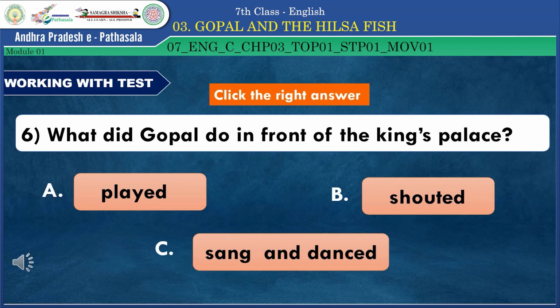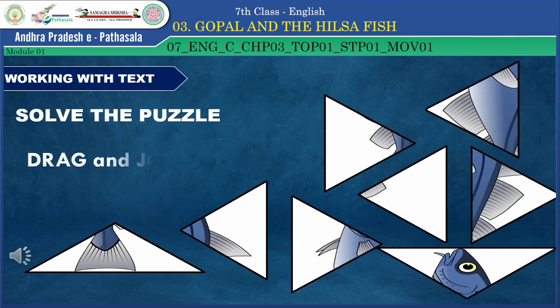Next, a puzzle is ready for you. Solve the puzzle. Here you have 8 pieces of an image. Join the pieces and frame the image. Tell what it is. Well done. Go to the next question.